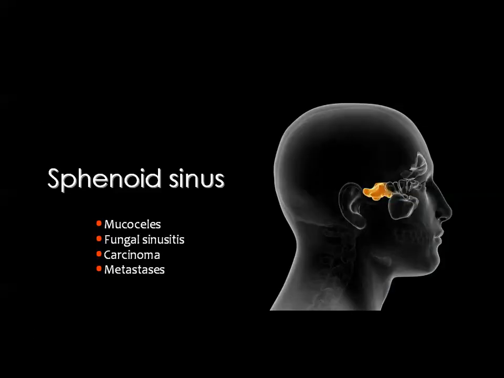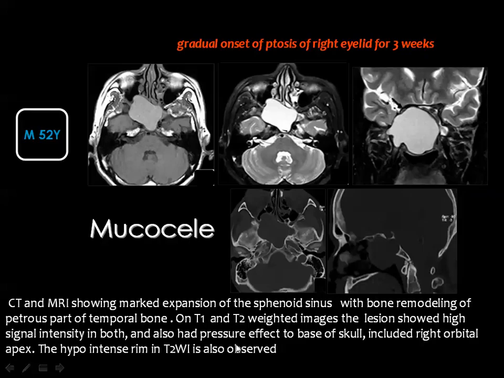Then we finished the sella and the parasellar areas, and we came to one of the components of the middle skull base, which is the sphenoid sinus. And similar to any of the previously discussed sinuses, it may be involved by mucoceles, fungal sinusitis, carcinoma, and metastatic tumors. And you know that a mucocele of the sinus will lead to significant expansion of the sinus with more or less thinning rather than destruction of the sinus wall.